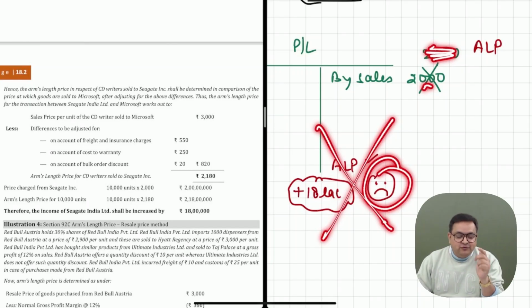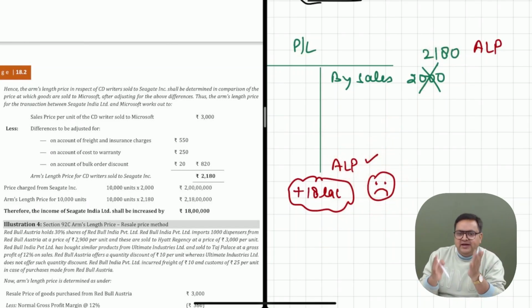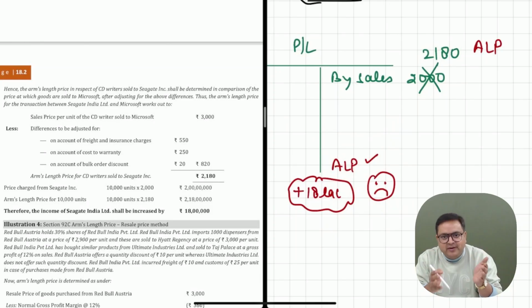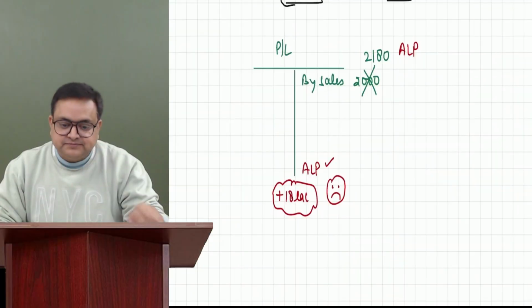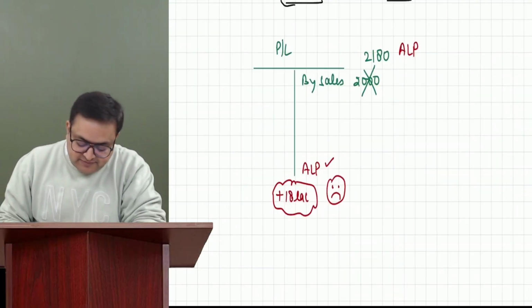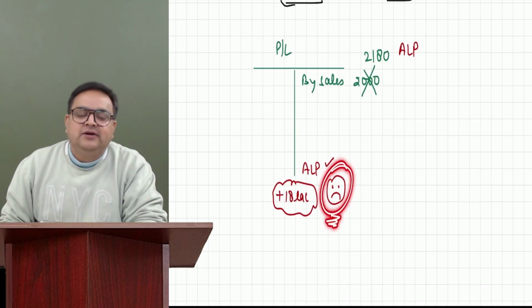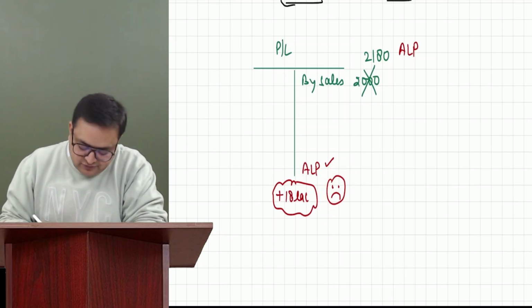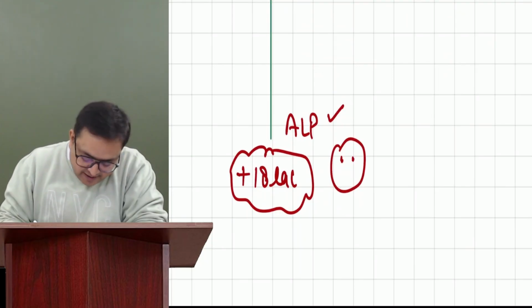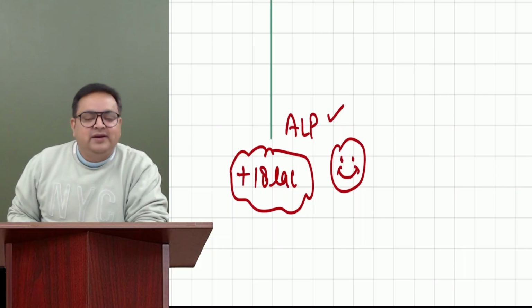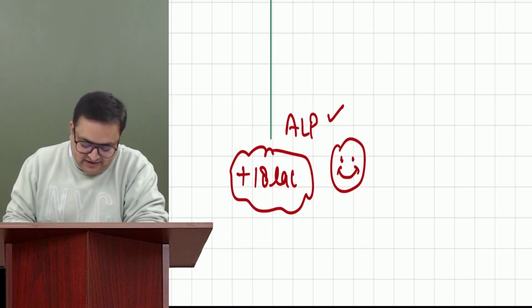So first we have determined ALP, good enough, very nice. Now you have to see whether you have to apply this or not. In case the government is becoming sad by applying it, then please don't apply. The government should always become happy. They should always be happy, then only you will apply the transfer pricing provisions.